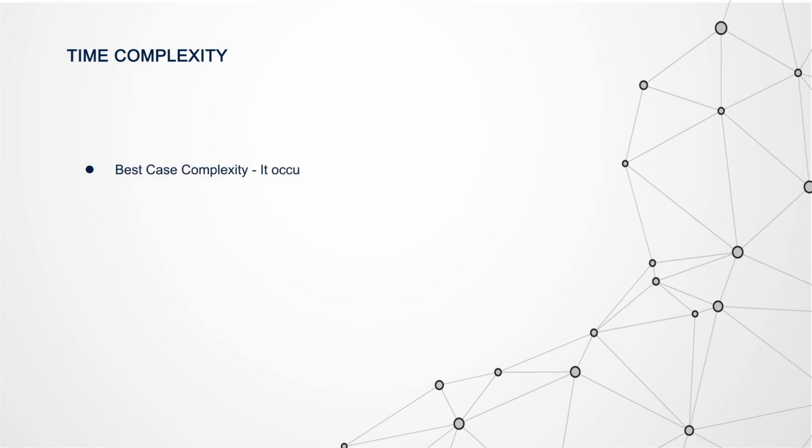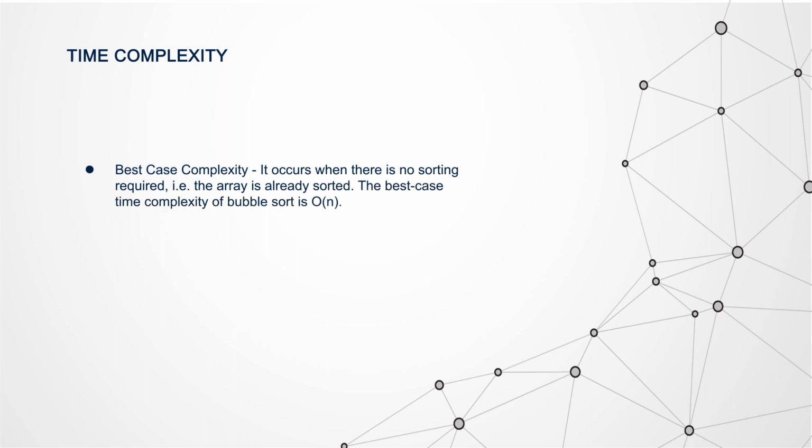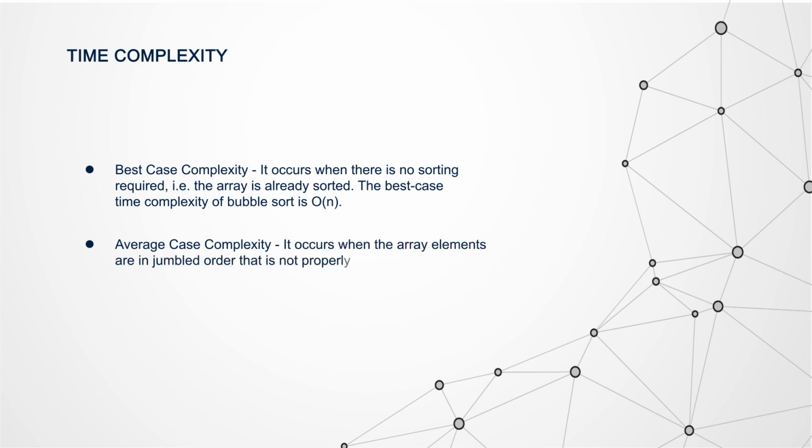Best case complexity occurs when no sorting is required, that is, the array is already sorted. The best case time complexity of bubble sort is order of n. Average case complexity occurs when the array elements are in jumbled order, not properly in ascending order and not properly in descending order. So the average case complexity of bubble sort is order of n square.